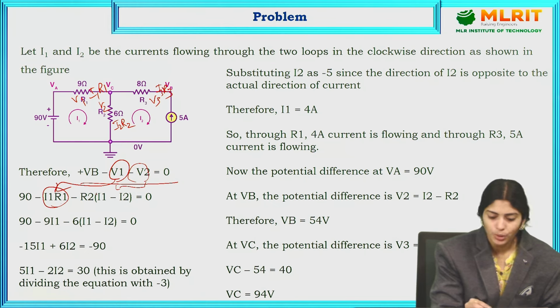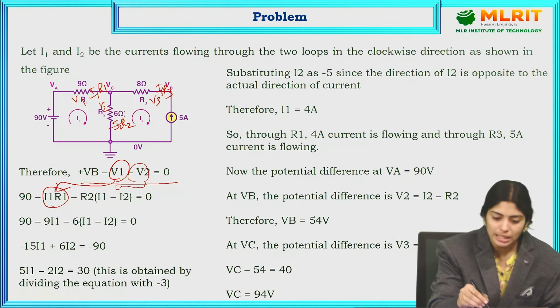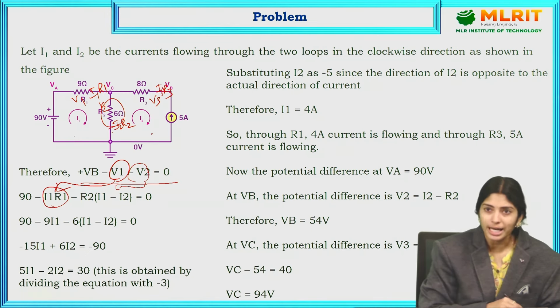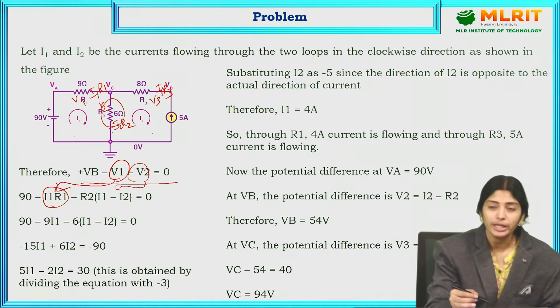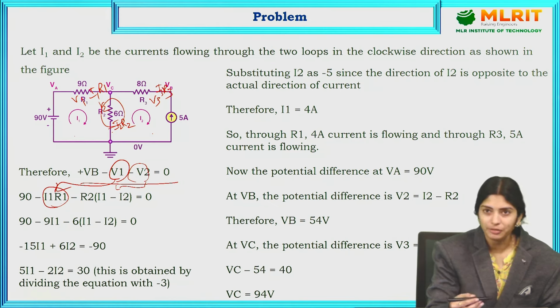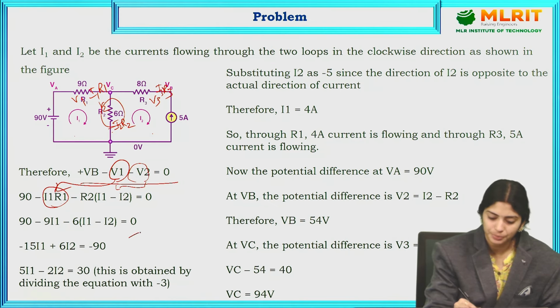V2 is I2 into R2. But the most important thing we have to consider is that this branch is common to loop 1 as well as loop 2. Loop 1 as well as loop 2. To understand this briefly, I will show you a small circuit here. See here.